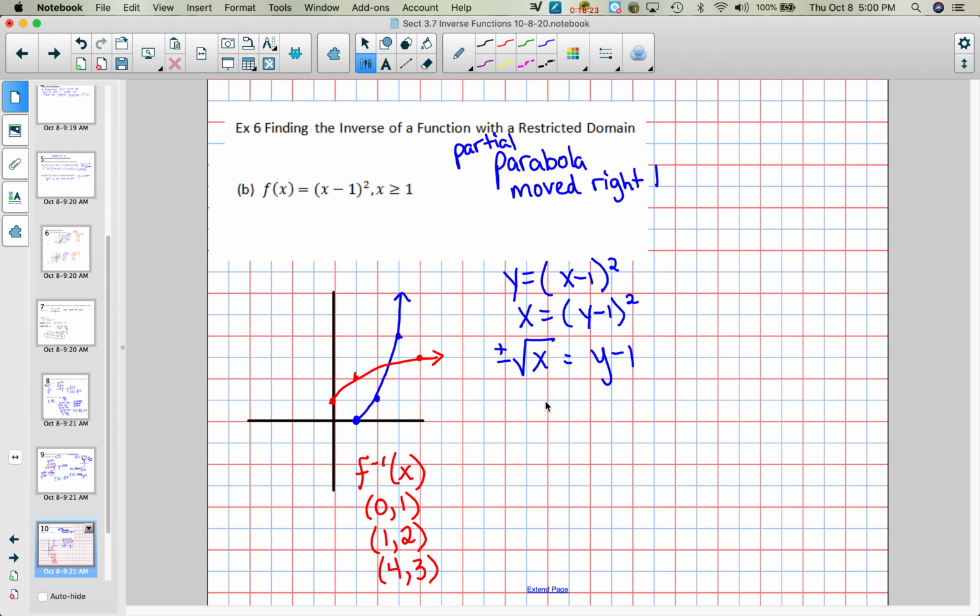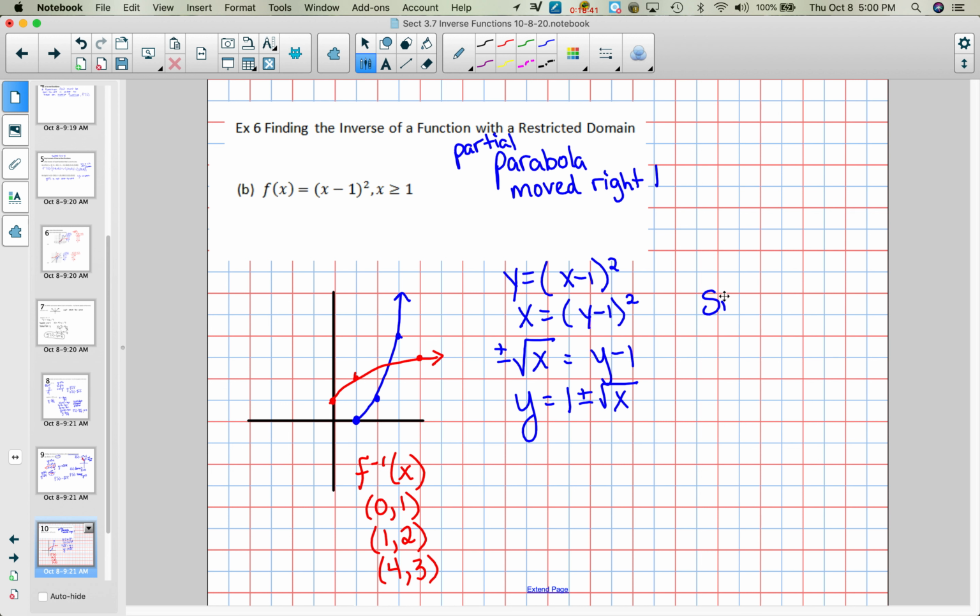Then I'm going to add 1 to both sides, so I'm going to end up with y equals, I'm going to put the 1 in front, plus or minus the square root of x. But then I have to decide which is it. Is it 1 plus the square root of x, or is it 1 minus the square root of x? Because those are going to be different graphs.